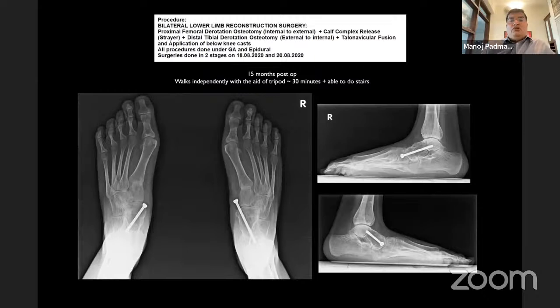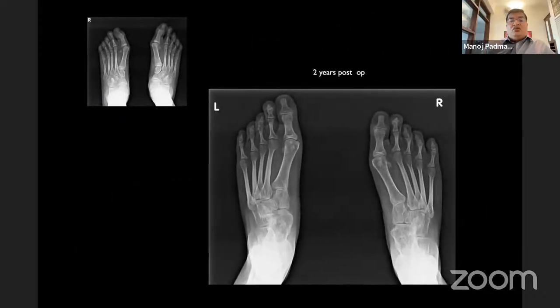This is what we did in two sittings at the same admission. She had a femoral derotation, a tibial derotation to correct the extorsion, and talonavicular fusion. And you can see the fused mass 15 months down the line when we were removing the hip plates. These were the x-rays at that time. She had some symptoms later due to the prominent screw at the talar head, which was removed.